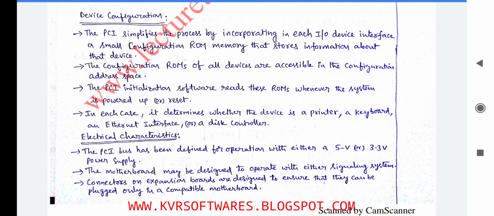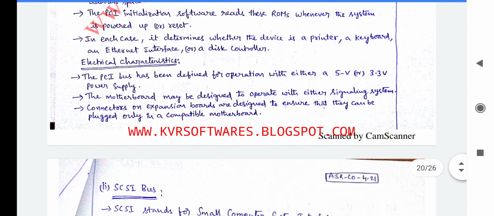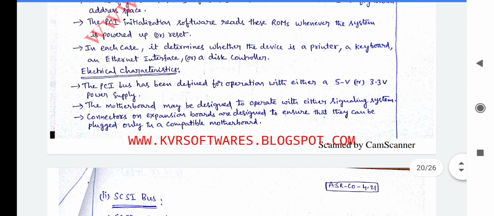Then, electrical characteristics of the PCI bus. The PCI bus has been defined for operation with either a 5 volt or 3.3 volt power supply. The motherboard may be designed to operate with either signaling system. Connectors on expansion boards are designed to ensure that they can be plugged only into a compatible motherboard.